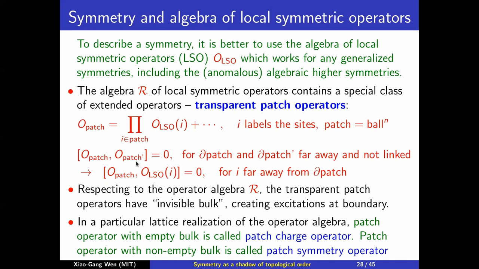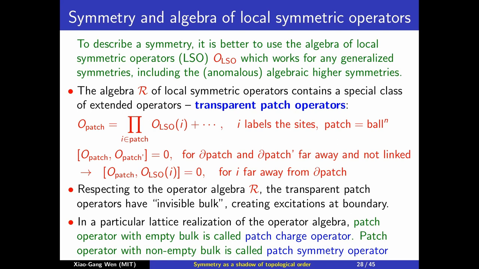That is, two patch operators always commute. If the boundaries of the patches are far away, they may have an overlap in the bulk, but as long as the boundaries are far away, they commute. And also as long as the boundaries are not linked. If the boundaries are linked, it could have different results. If the boundaries are far away and not linked, then they should commute. So if one of the transparent patch operators generates the symmetry, then every other small patch operator covered by this symmetry operator should commute with it. So it means they are all neutral.